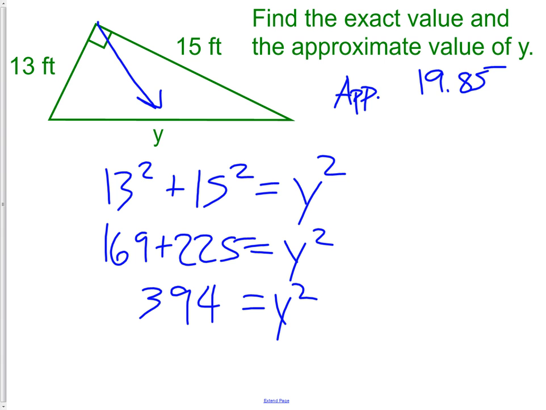Now the exact answer, we need to break down the square root of 394. And if you check your perfect squares, you're going to see that there actually isn't a way to break down 394. So our exact answer will be the square root of 394. We have not rounded, we have not dropped off any decimal places, we have simply written it out as a square root of 394. That's going to be really, really useful as we further study geometry as we get to the end of the book in chapters 10 through 14.